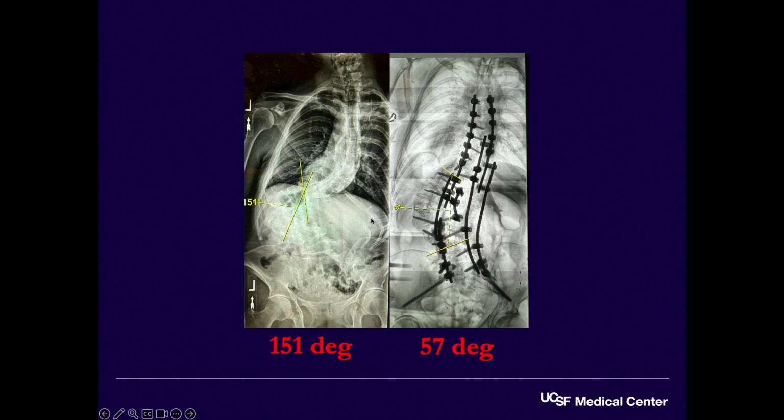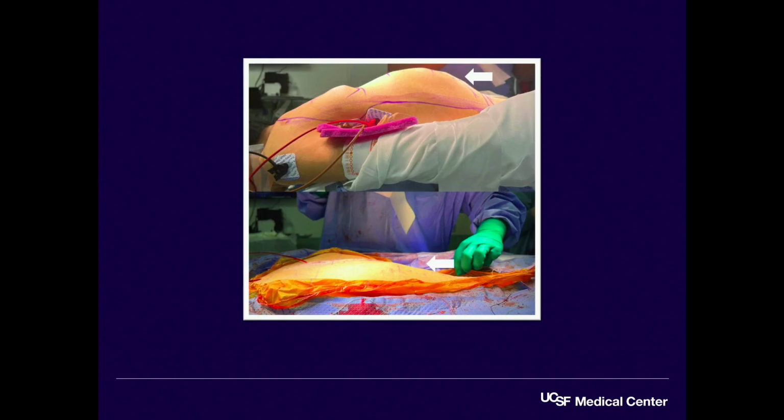We got just less than 100 degrees of correction, but still with some residual curvature given the rigidity of the deformity. But you can see there's a significant increase in the abdomen height. So she actually gained about 2 inches or so. And this is the before and after with the rib hump improvement.